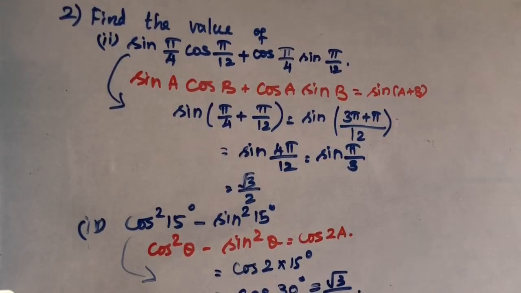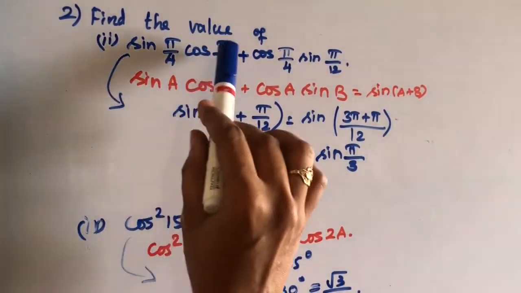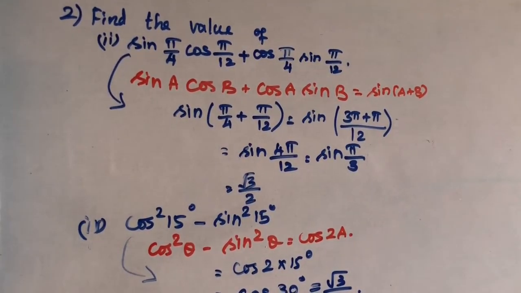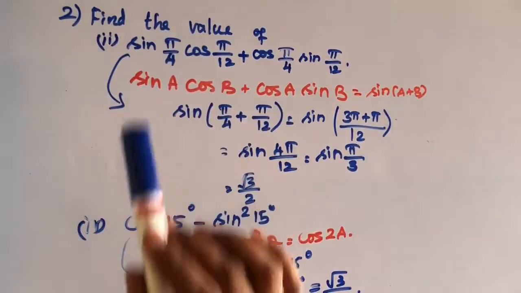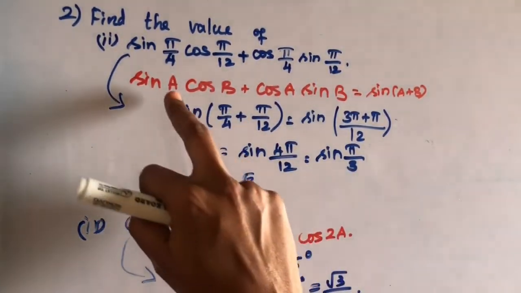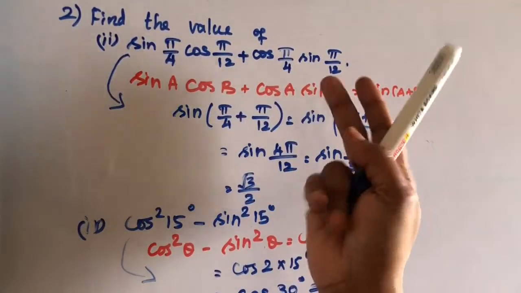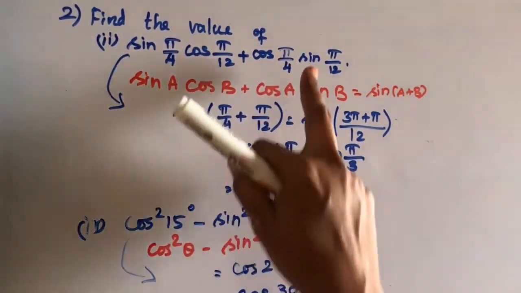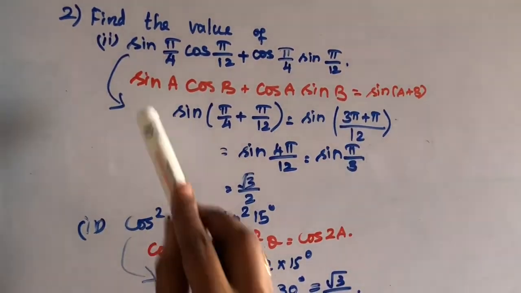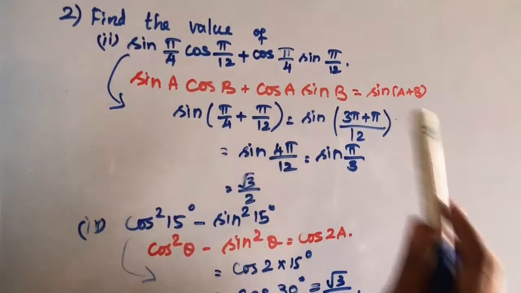Second question, find the value of sin pi by 4 cos pi by 2 plus cos pi by 4 sin pi by 2. So this is in the form sin A cos B plus cos A sin B. We can take A as pi by 4 and B as pi by 2. Here it is interchanging, so cos pi by 4 sin pi by 2. So this form is similar to this form. So sin A cos B plus cos A sin B is equal to sin A plus B formula.